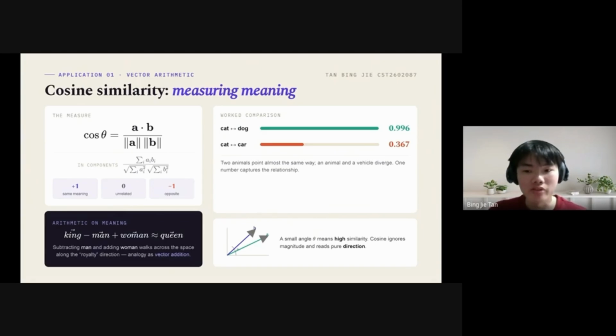And the beautiful part is, we can even do arithmetic on meaning. Take king, subtract man, add woman, and you get queen. By using vector addition, large language models can make their own sentences.